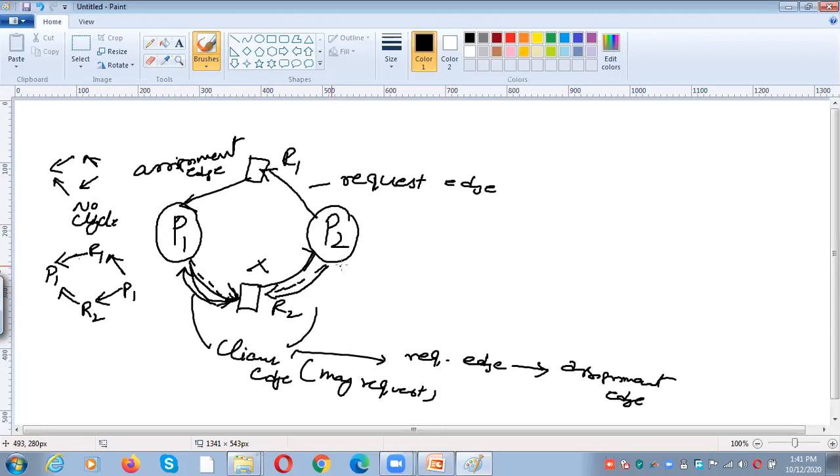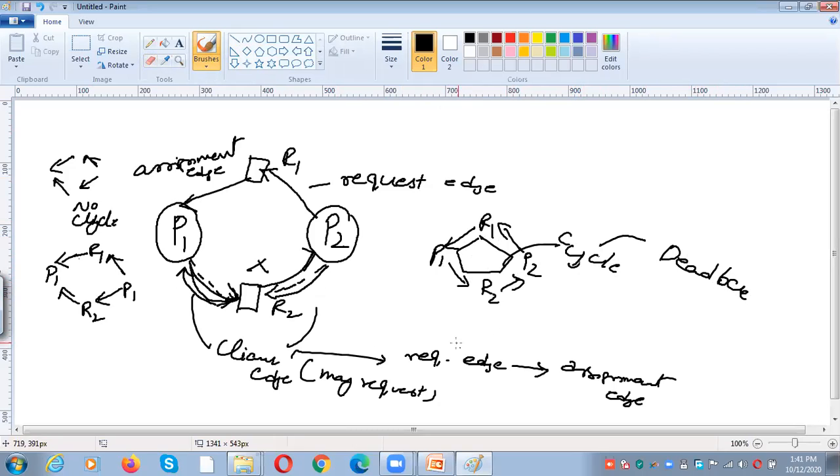If we assign R2 to P2, what will happen? There will be a cycle. Observe here. Okay, this is a cycle, right? Based upon the arrow marks, there is a cycle. So if there is a cycle, automatically what happens? There will be a chance of deadlock.